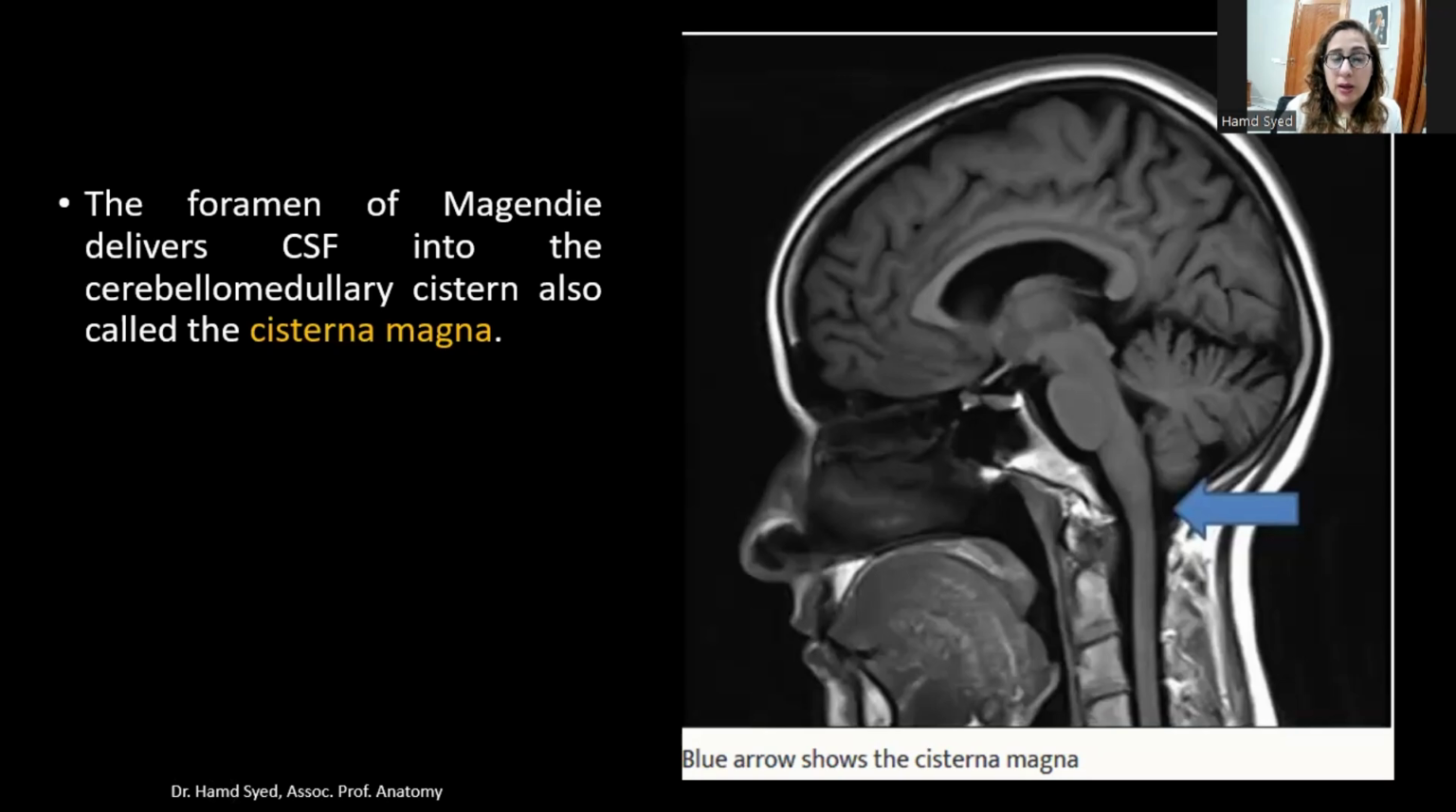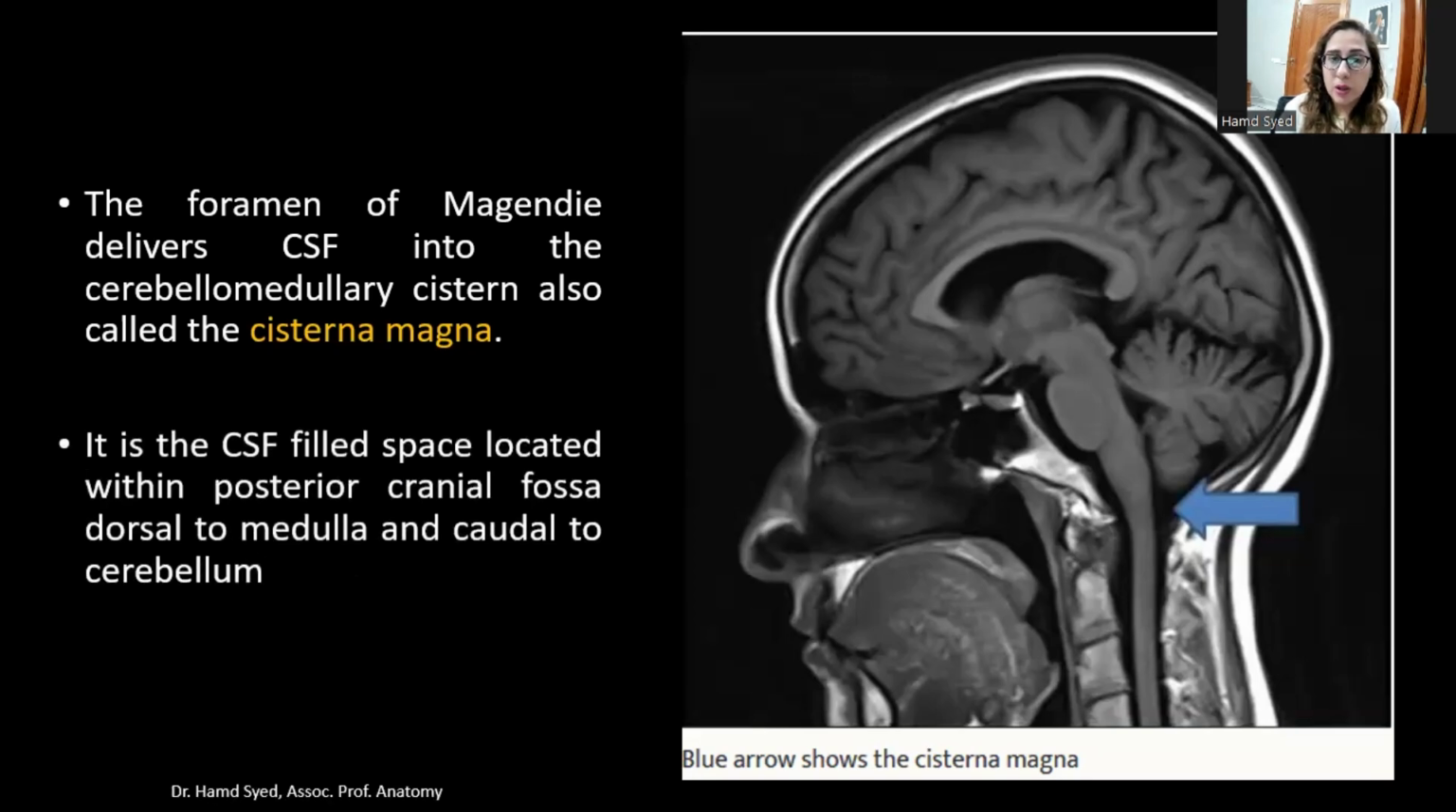The foramen of Magendie delivers CSF into different areas which are dilated areas where the CSF is present, and one of them, which is the largest one, is known as the cisterna magna, and that is the cerebellomedullary cistern. You can see the blue arrow over here, which is pointing towards the location of the cisterna magna. So it is simply the CSF-filled space which is located within the posterior cranial fossa, dorsal to the medulla, and caudal to the cerebellum. So you can see this is the cerebellum, and just below it is the location of our cisterna magna.